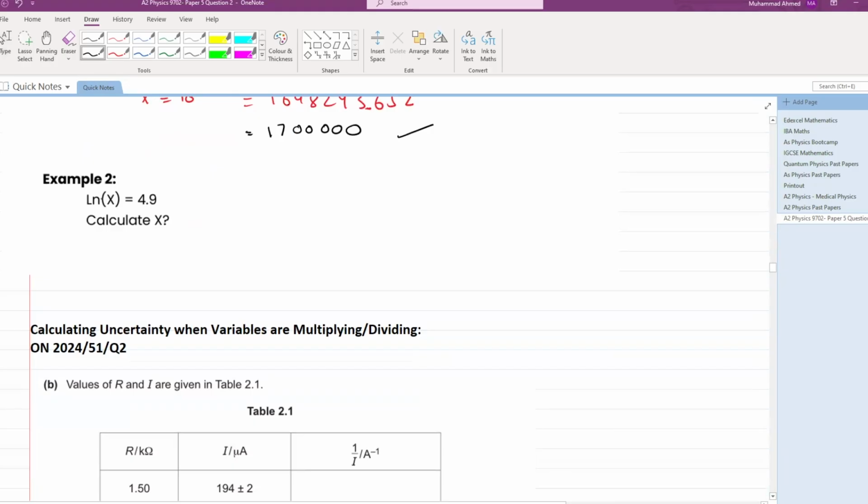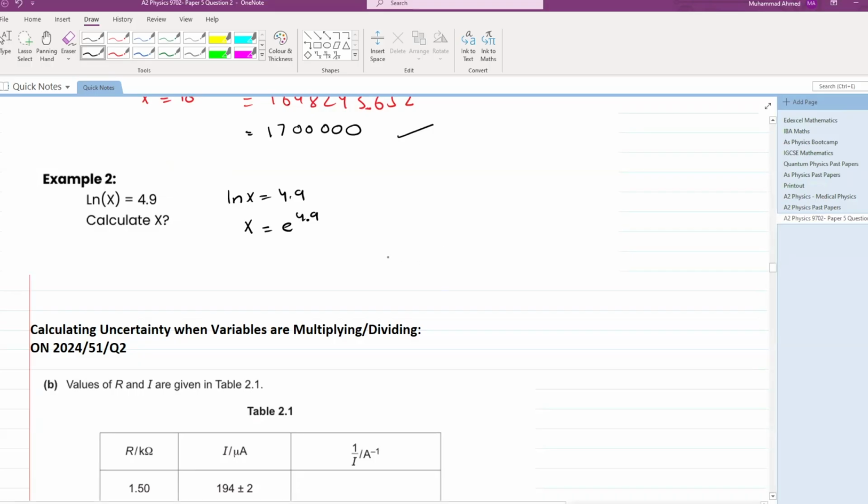In example number 2, we have ln. Now, how can we remove ln? How can we eradicate ln? Or how can we remove ln? You can say it like that. ln x is equal to 4.9. How to remove ln? What is the anti-logarithm of ln? e. Whenever you remove ln, the other side of the equation will come in the power of e, e raised to 4.9. Let's calculate this answer. e raised to 4.9.